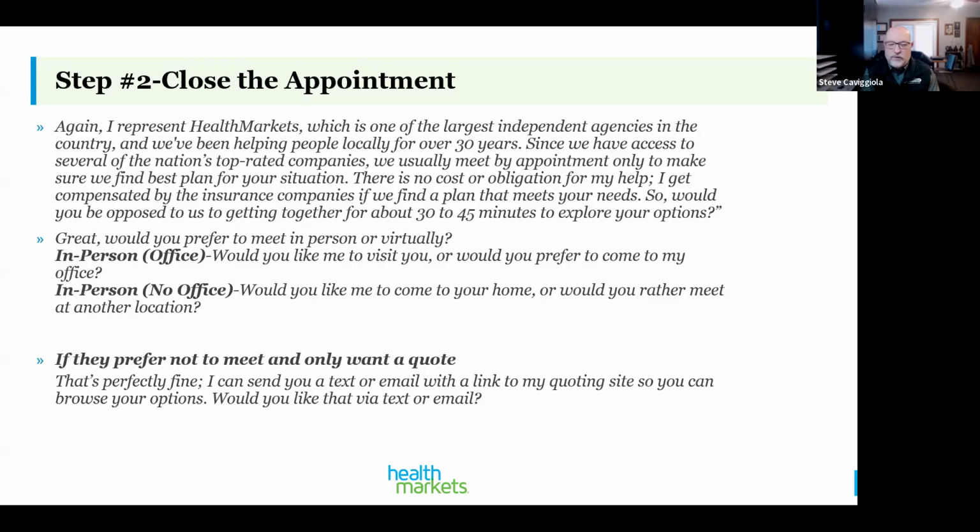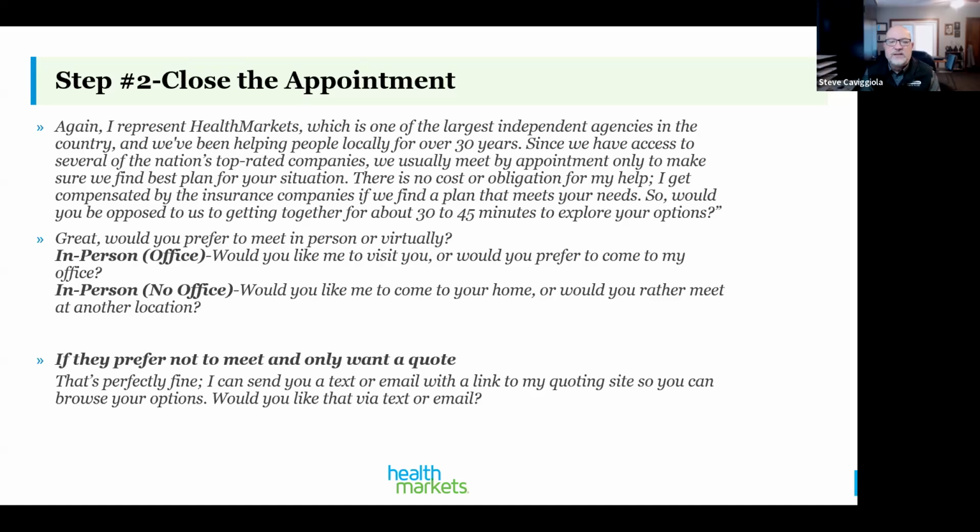So let's break this down. First of all, I introduce Health Markets as credibility. We're one of the largest independent agencies, and we've been helping people locally for over 30 years. Because that is a true statement. We have. Some of you on this call have been helping people for 30 minutes. Use the fact that we've been here for 30 years to give yourself credibility.